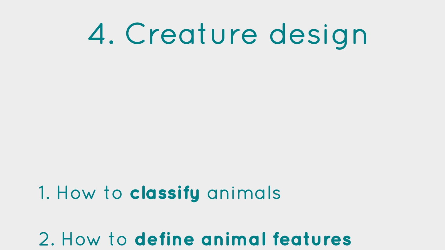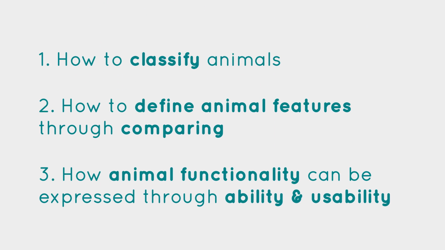4. Creature design. Now in this last part I will give you a simple example of a creature I made using the information and advice of this video. What did we learn in this course? 1. How to classify animals. 2. How to define animal features through comparing. 3. How animal functionality can be expressed through ability and usability.